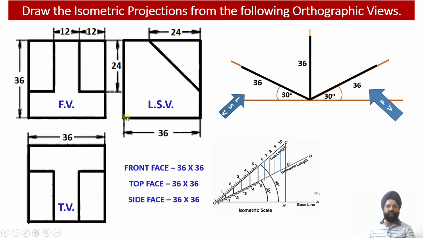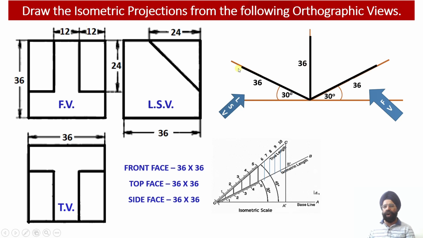Similarly, in the left side view we have got the width of the solid equal to 36 millimeter and the height of the solid equal to 36 millimeter. So the side face is also a square having an edge equal to 36 millimeter. Now since in this orthographic projection the left hand side view has been drawn on the right hand side, we are going to observe the solid from the left side. So this is the left side view, which will be obtained in the XY plane.